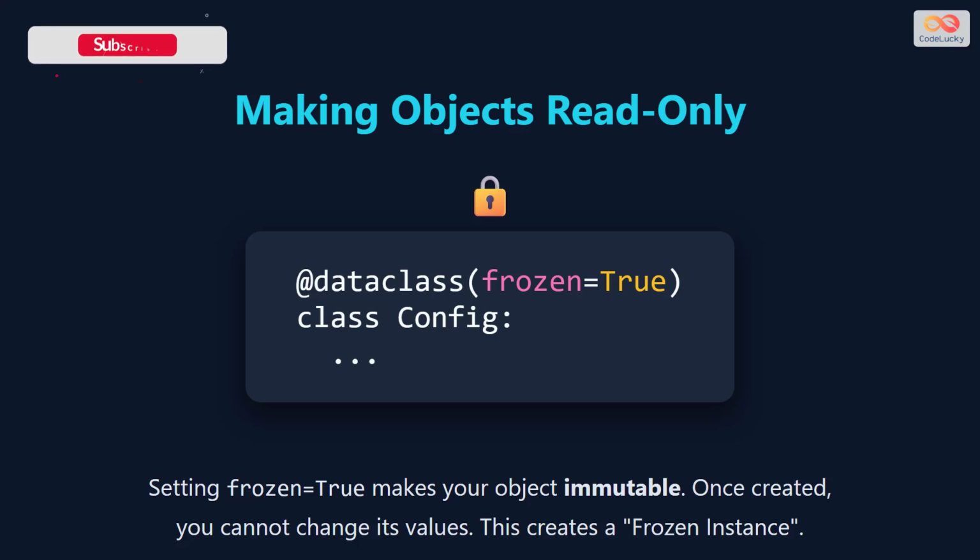Sometimes you want your data to be read-only. By setting frozen equals true in the decorator, you can make your instances immutable. This means once you create the object, its values cannot be changed, which is great for safety and hashing.